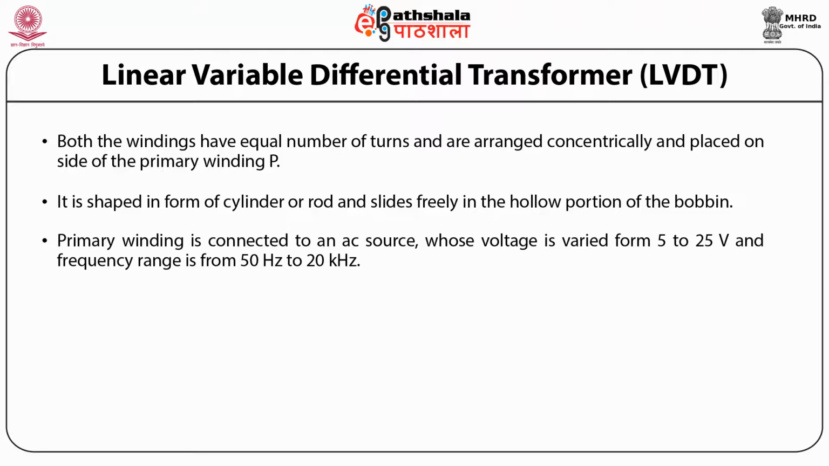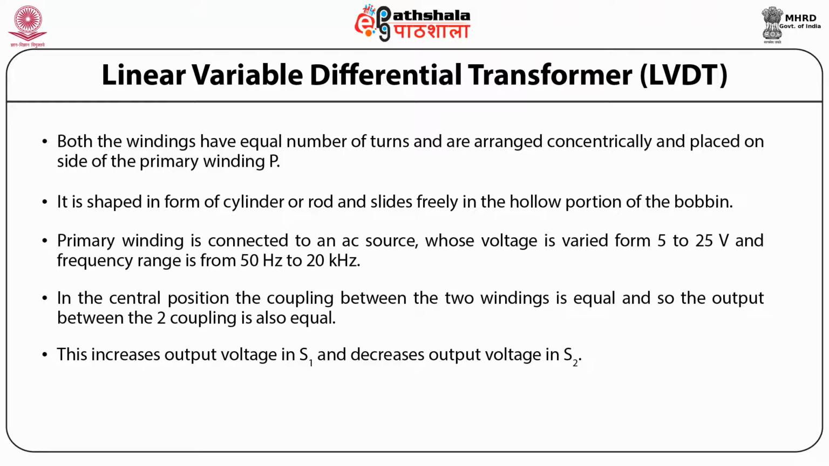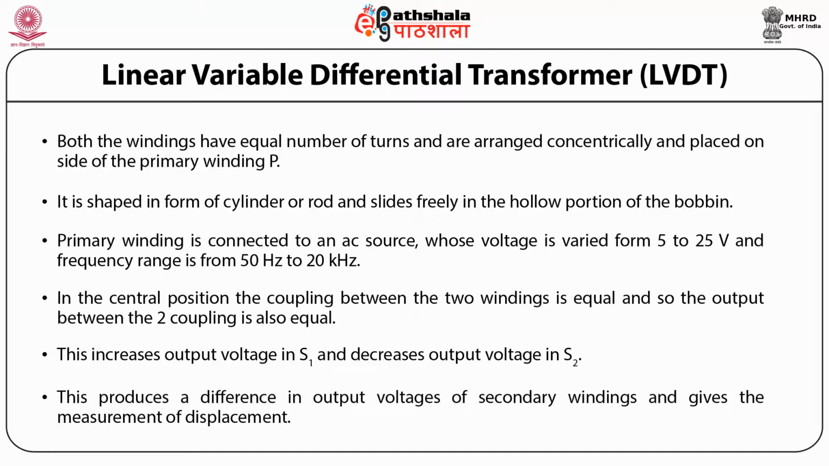When the core moves in the bobbin, it varies the coupling between the primary and secondary windings. In the central position, the coupling between the two windings is equal, and so the output is also equal. As the core moves towards the left of the central position, the magnetic linkage with the secondary winding S1 increases and with the secondary winding S2 decreases. This increases the output voltage in S1 and decreases the output voltage in S2. An opposite effect will happen when the core moves towards the right of the bobbin. Both the windings are connected in series opposition. This produces a difference in the output voltages of the secondary windings and gives the measurement of displacement.